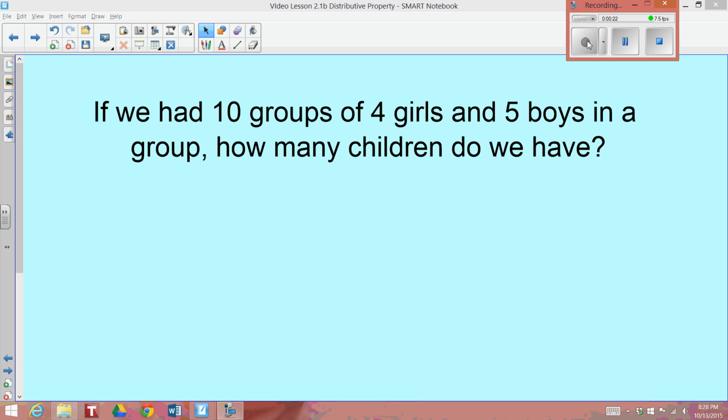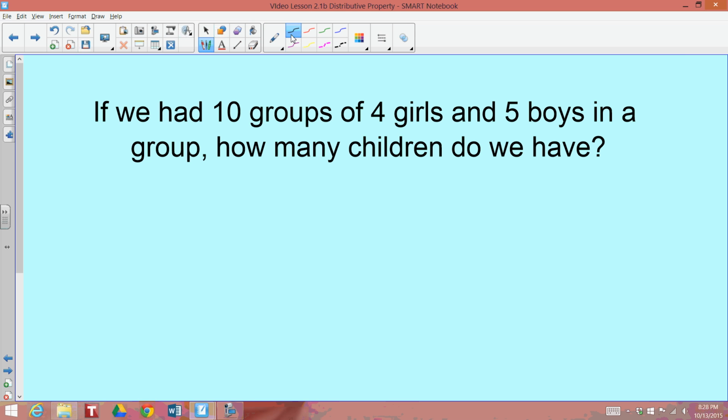If we had 10 groups of 4 girls and 5 boys in a group, how many children do we have in total? Well, if I rewrite what's written here, 10 groups of 4 girls is like saying I have 10 times 4. And I also have 10 groups of 5 boys. That would give me 10 groups times 5 boys.